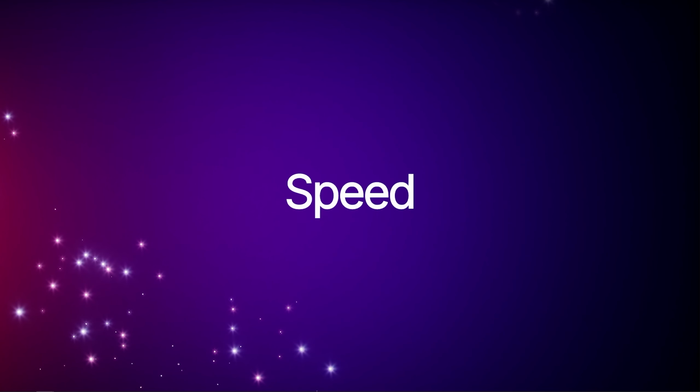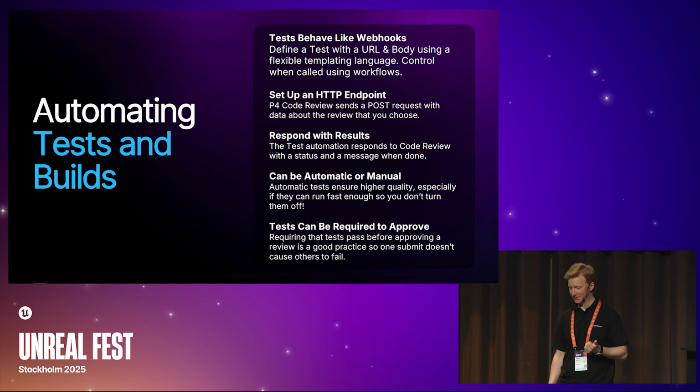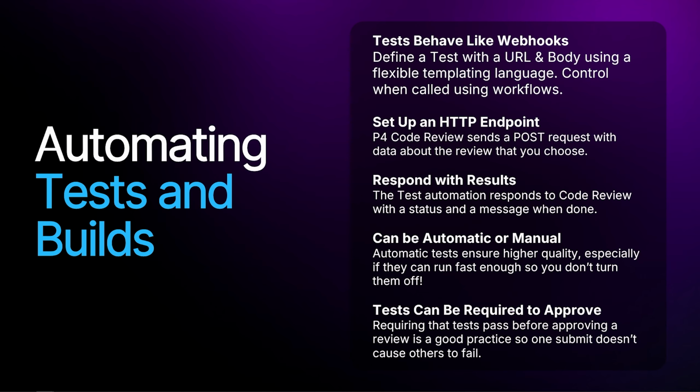Now, let's get back to some more technical stuff. Speed. So three parts to speed up your code review process. First, automation and builds and so forth. I don't know if you've seen that in code review, there's an option called tests. These are almost like webhooks, actually. What you can do in code review, and it's in a UI, I'll show you a screenshot in a second, is define a URL and a body, and we have a templating language, and you define this test, and then you set up an endpoint somewhere else.